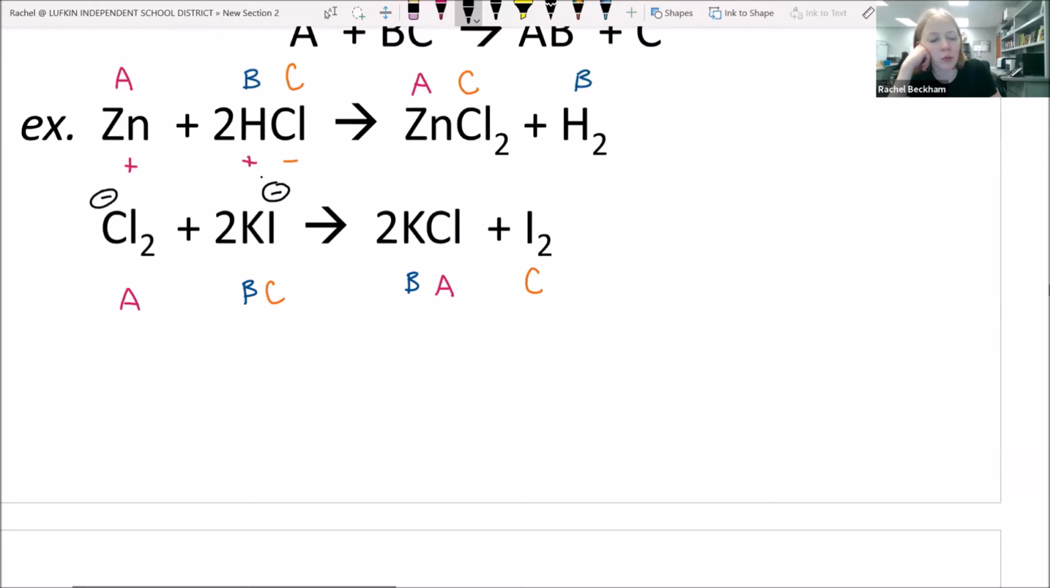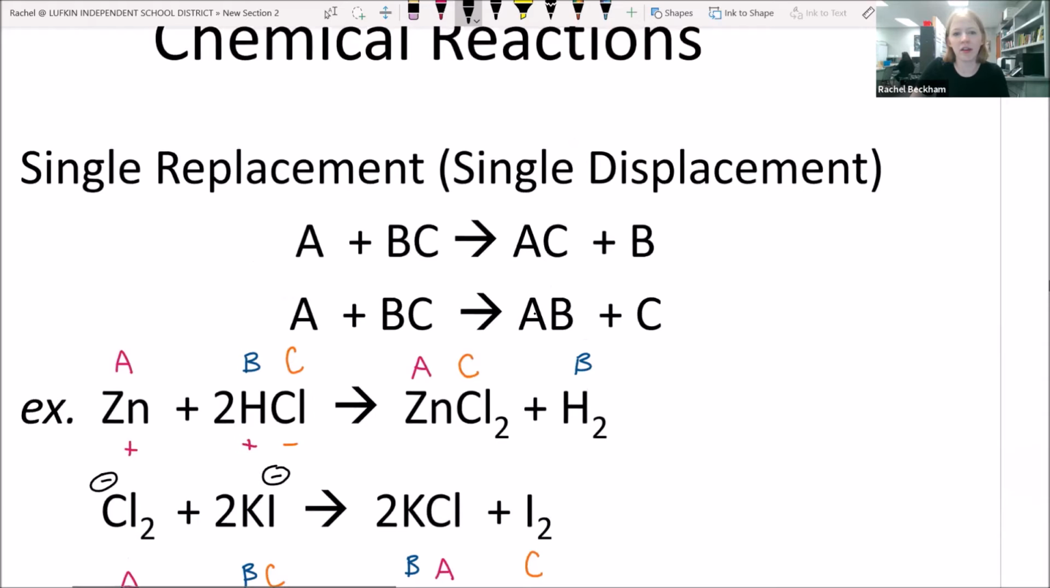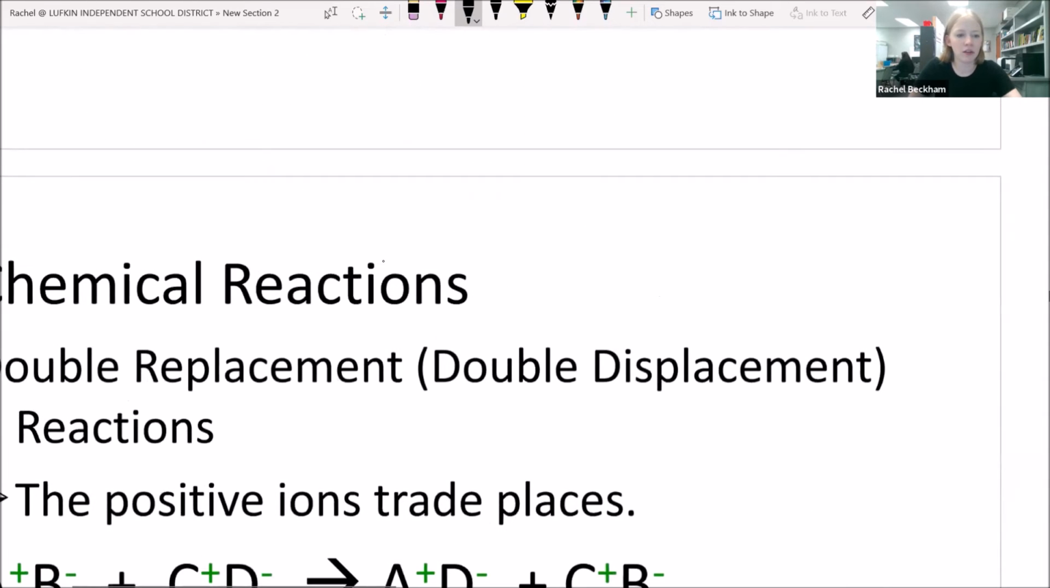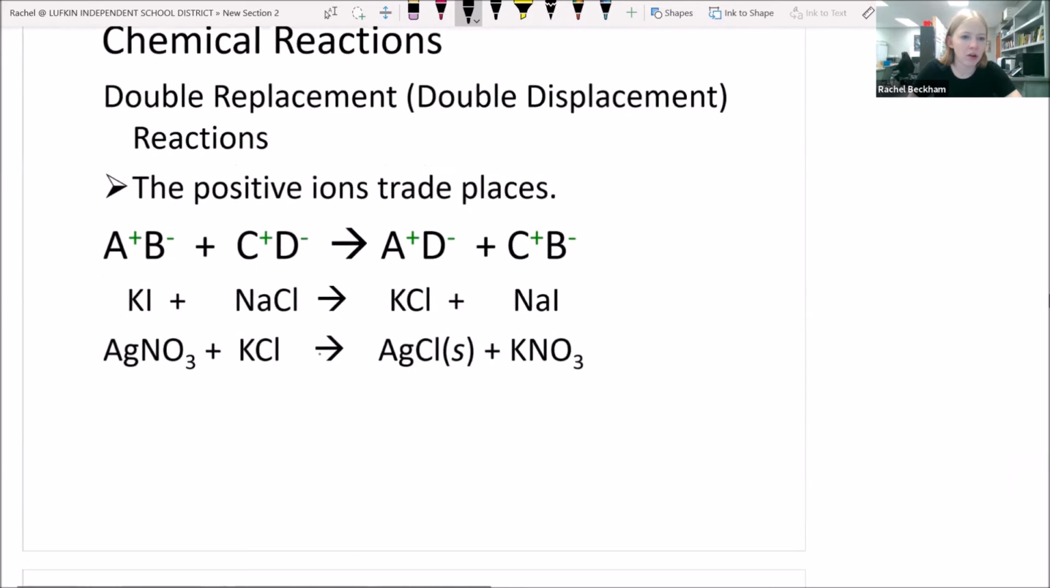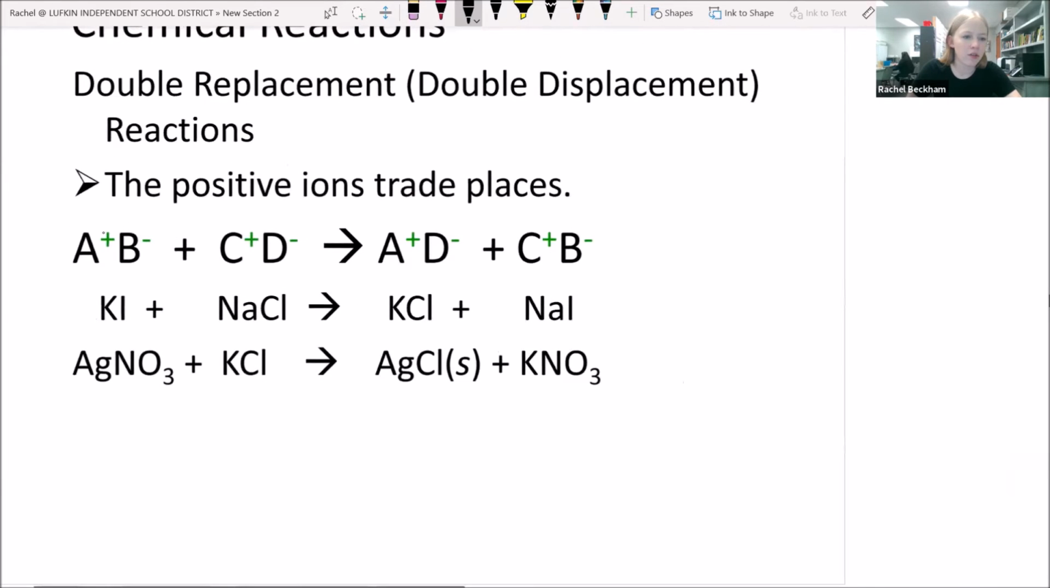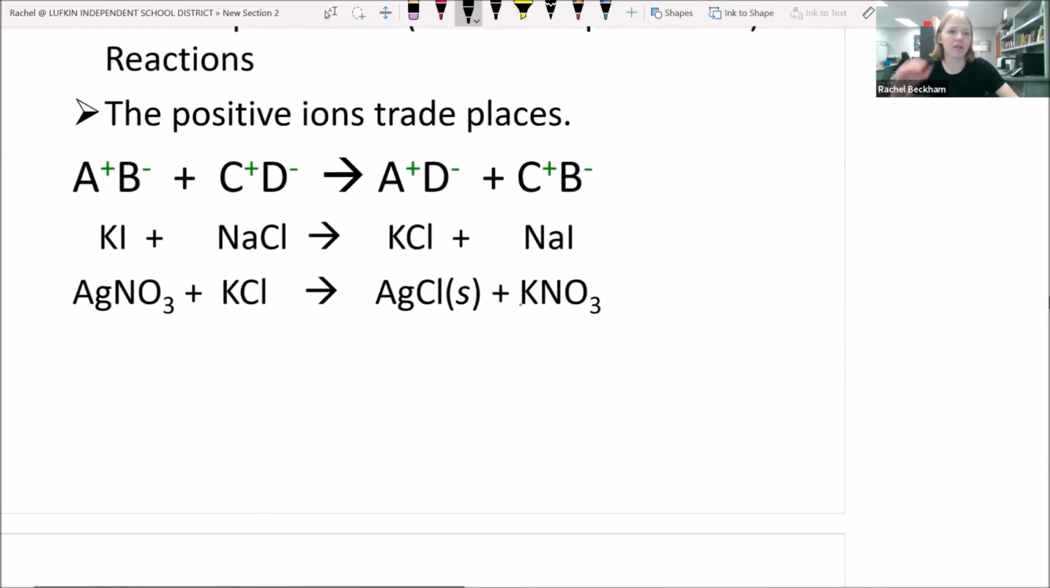It will only replace what it's like, right? Because potassium only bonds to negatively charged things. So it's going to bump out the iodine, right, and put it out over here. This is called a single replacement or single displacement reaction. The next type of reaction is called a double replacement. It's where you've got two compounds, right, and everything swaps.